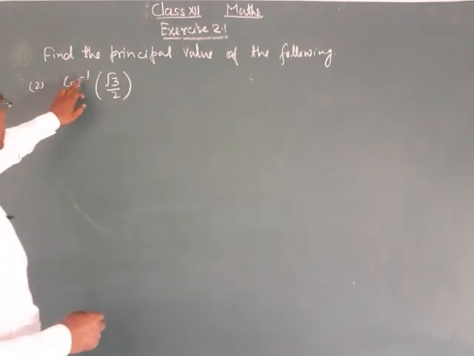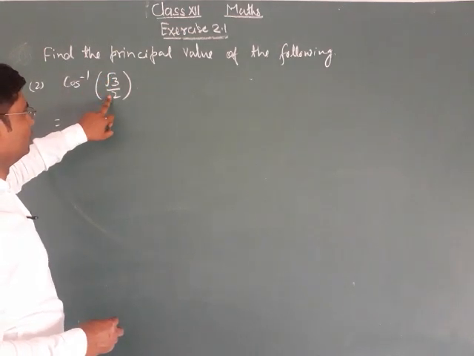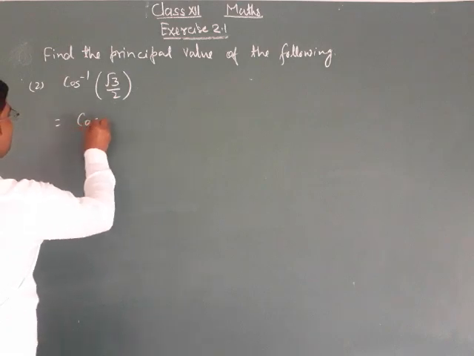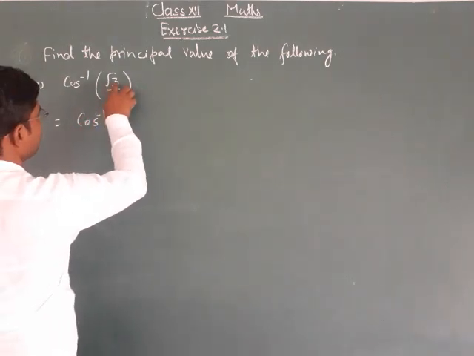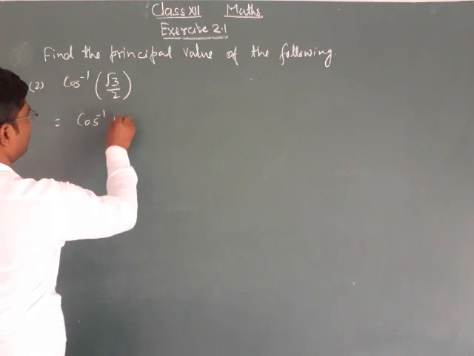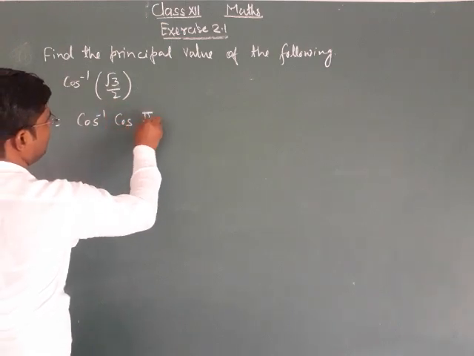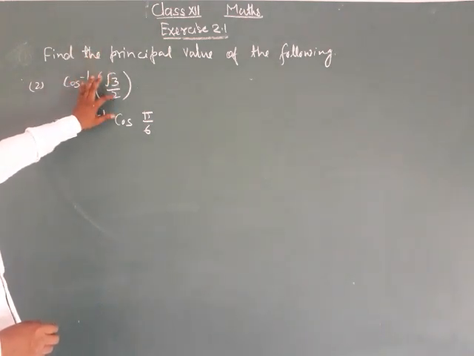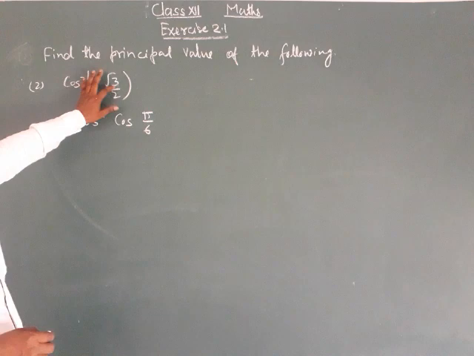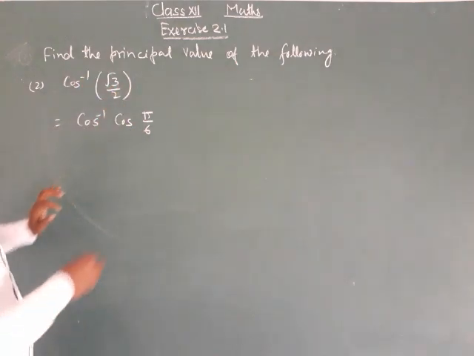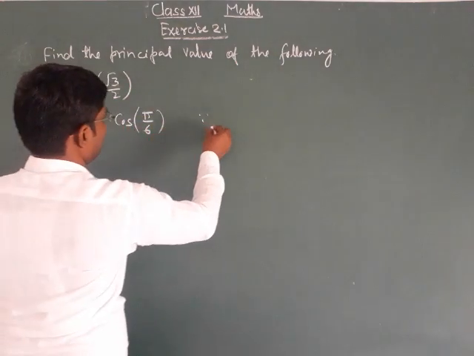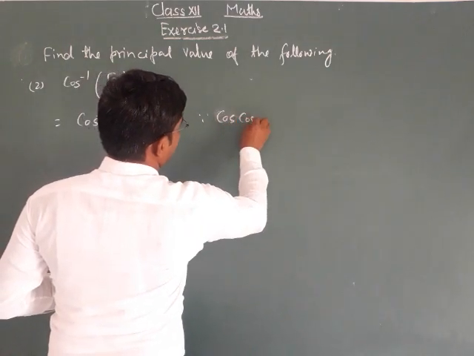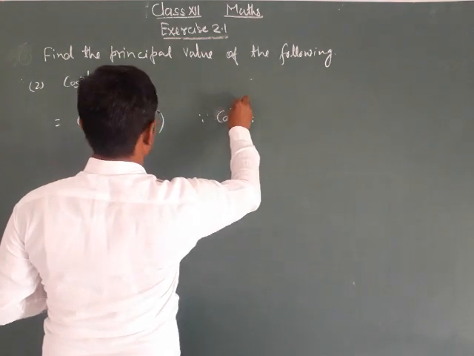Question number 2: cos inverse of root 3 by 2. So change into radian. Cos inverse of cos pi by 6. The value of cos 30 is equal to root 3 by 2, which changes into radian as pi by 6. Since cos inverse cos theta is equal to theta, we change according to this.